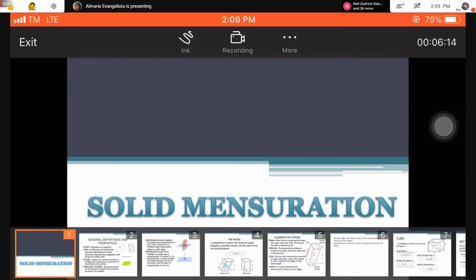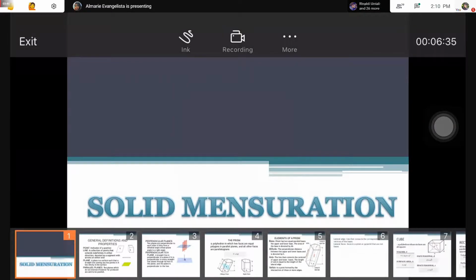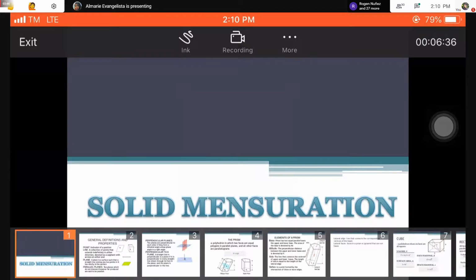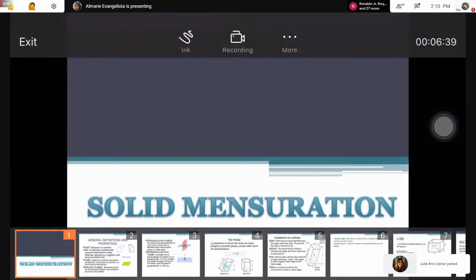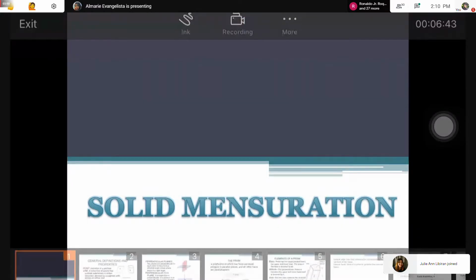Number 3. The surface area of a cuboid is 6 times the square of its side length. True or false? True. True ba? Sure? Tamang sagot ay false. Hindi siya cuboid, cube lang siya. So, the surface area of a cube is 6 times the square of its side length.